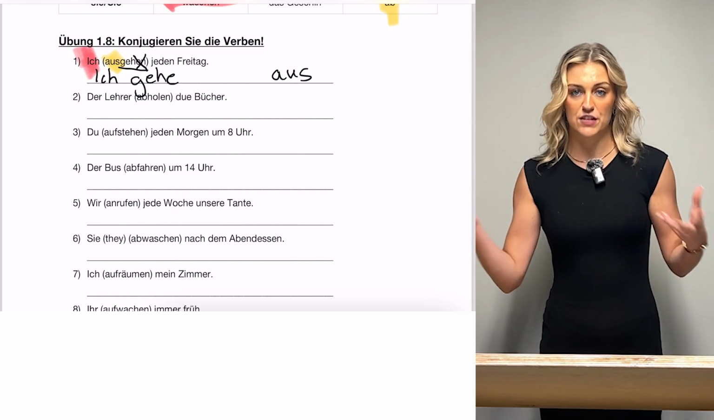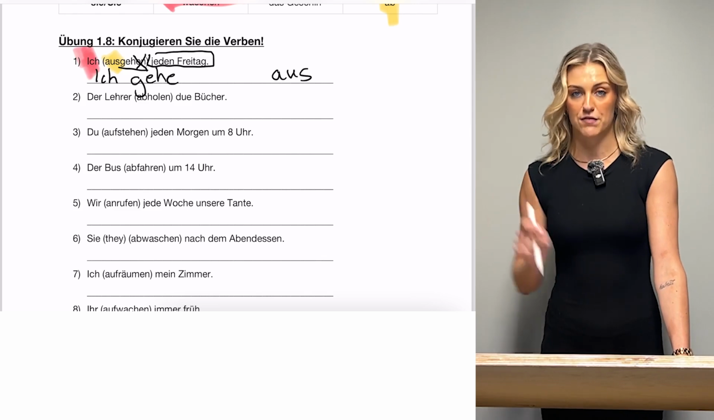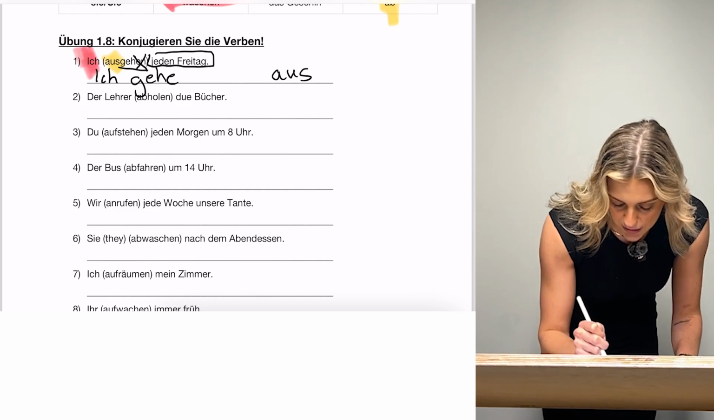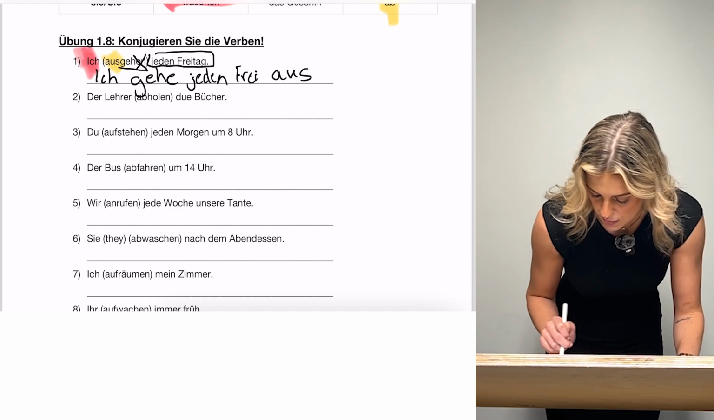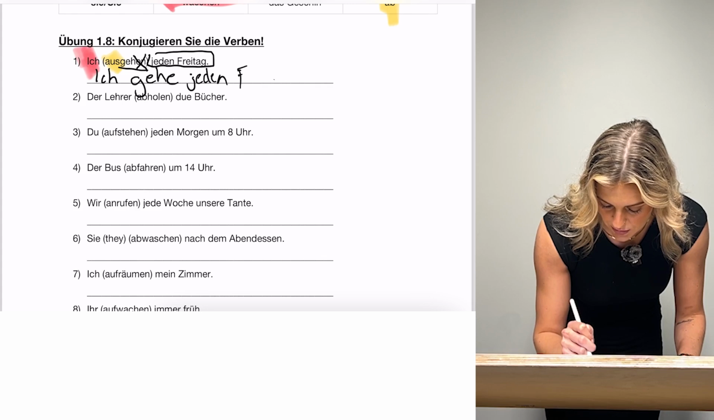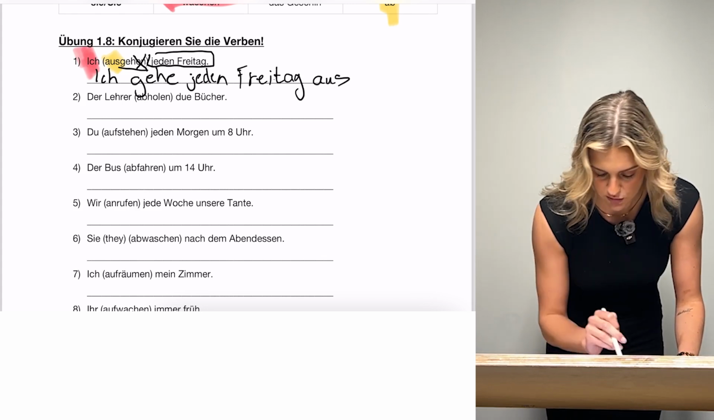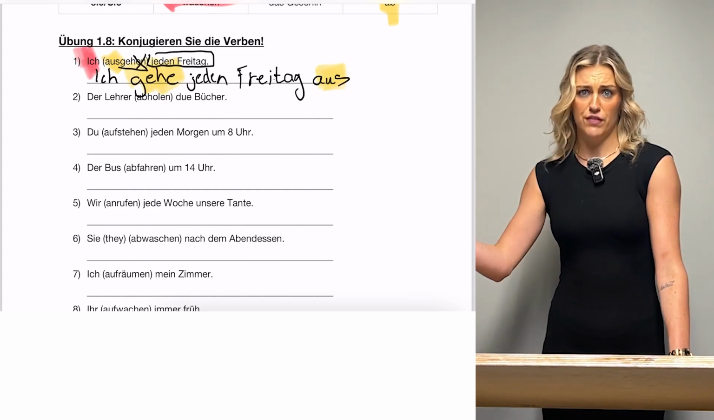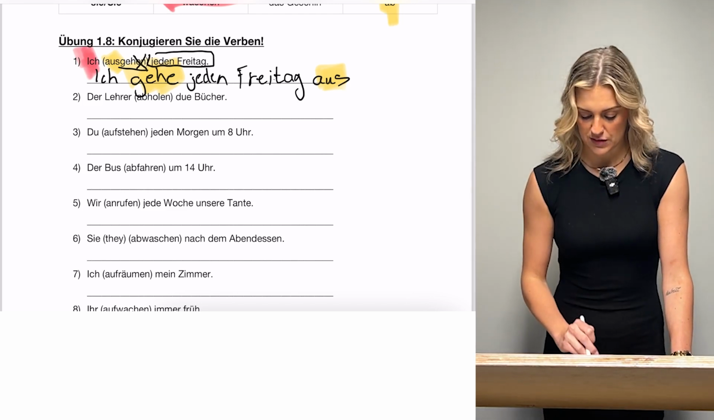I could leave it at that if I didn't have any more information, but I do have more information here. I have jeden Freitag. I want to say I go out every Friday. Any other information goes between my verb and my prefix then. So ich gehe jeden Freitag aus. I'm getting a bit stuck for space here. So I go out every Friday. Ich gehe jeden Freitag, I go every Friday. Ich gehe jeden Freitag aus, I go out every Friday. So remember, don't forget about that prefix there, okay?